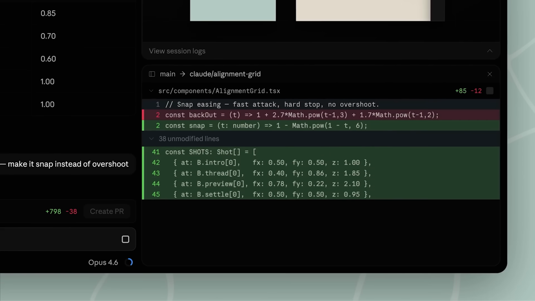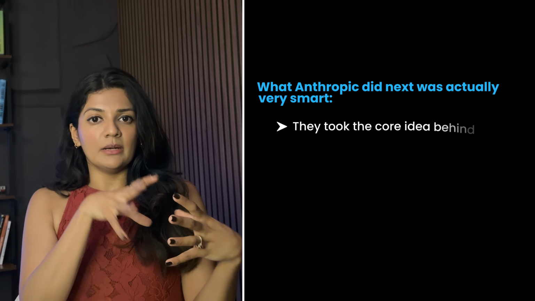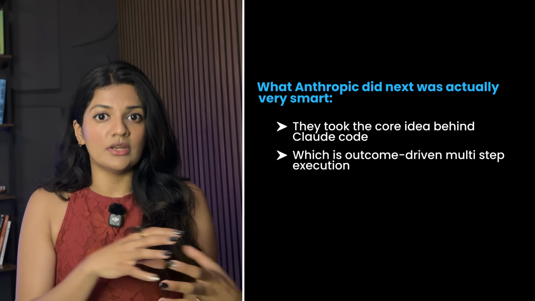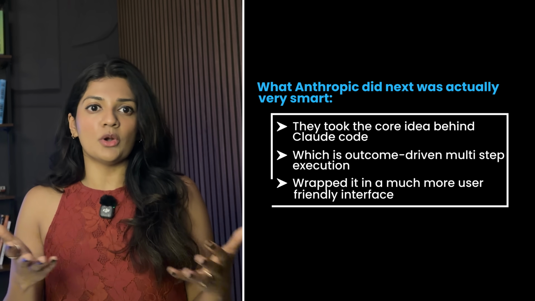But here is the catch. Claude Code was running primarily through the CLI, and for a lot of people that was a barrier. If you're not comfortable working inside a terminal, it just doesn't feel intuitive, even if the capacity was strong. So what Anthropic did next was actually very smart. They took the core idea behind Claude Code, which is outcome-driven multi-step execution, and wrapped it in a much more user-friendly interface. And that is what is Claude Cowork.